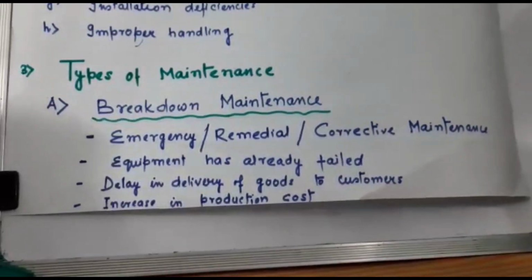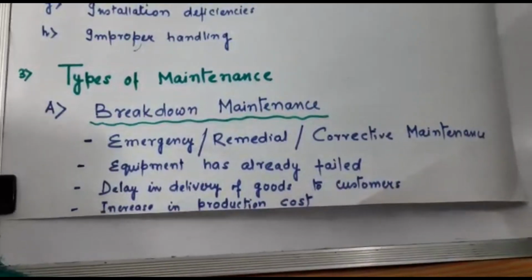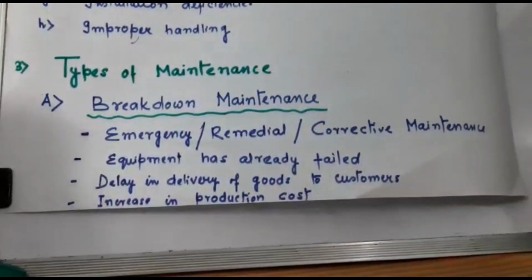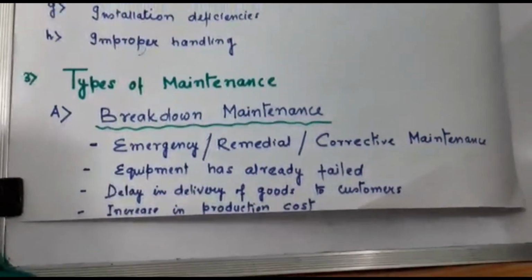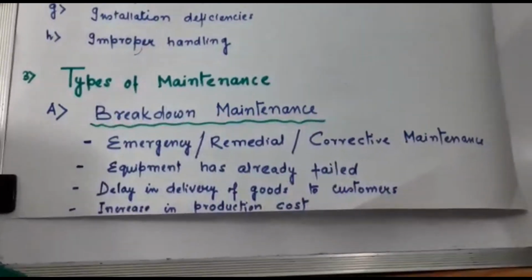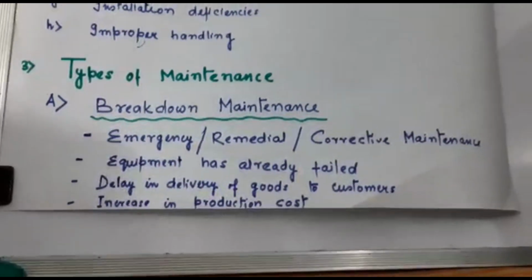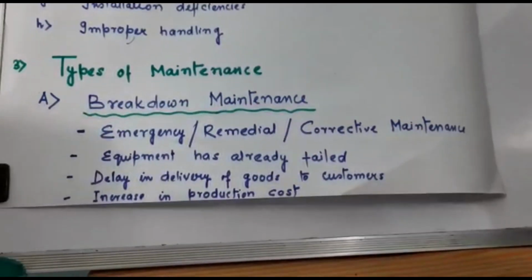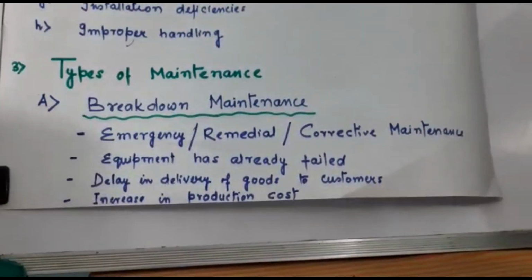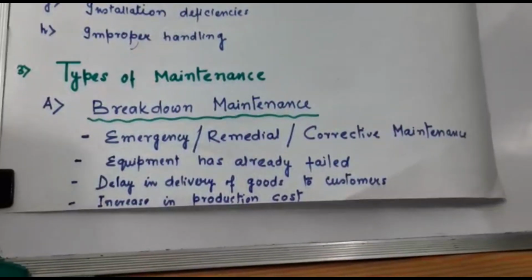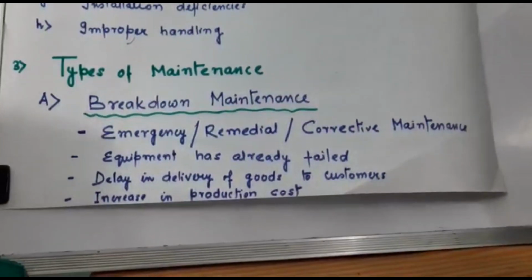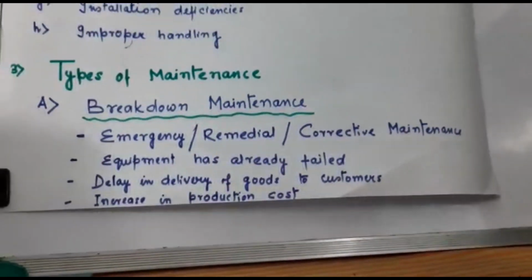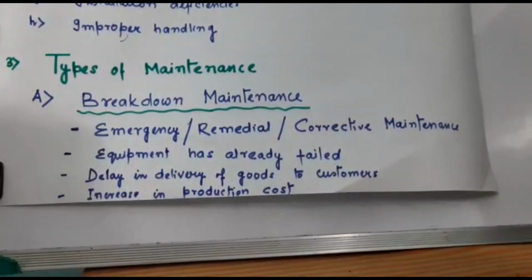Since production has come to a stop, there is a delay in delivery of goods to the customers, and since the workers and machines are sitting idle, there is also an increase in production cost. The objectives of breakdown maintenance are to get the equipment back into operation as quickly as possible in order to minimize interruption to production, and also to control the investment in replacement spare parts that are used when required. So, these are mainly the objectives of breakdown maintenance.